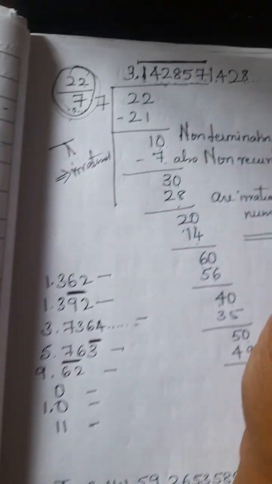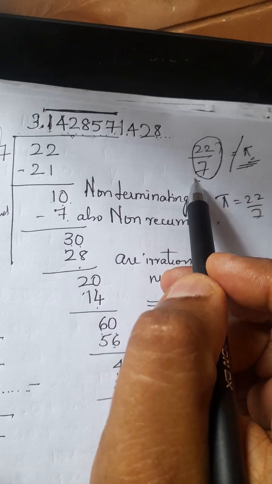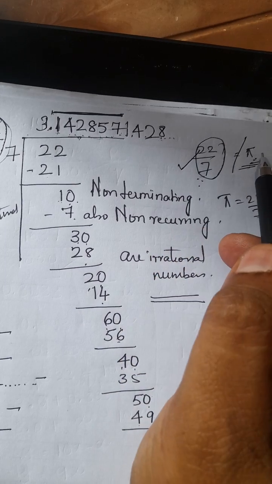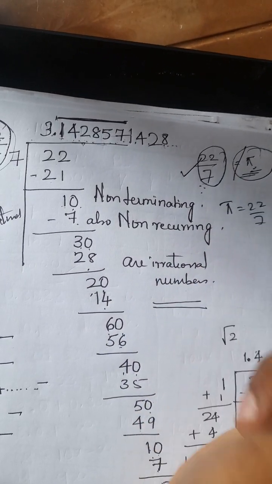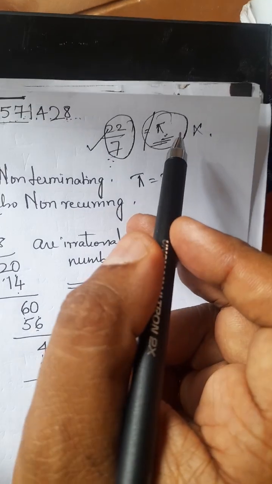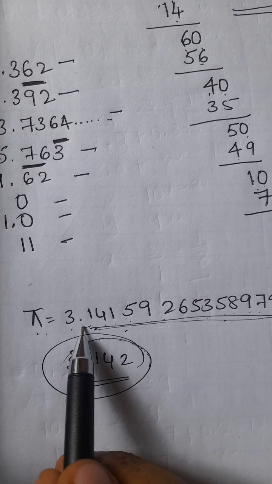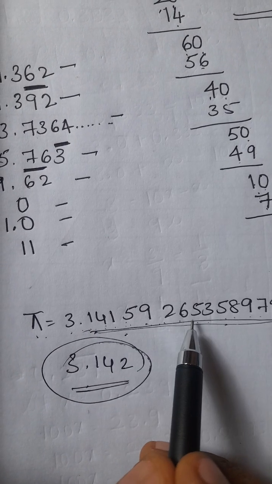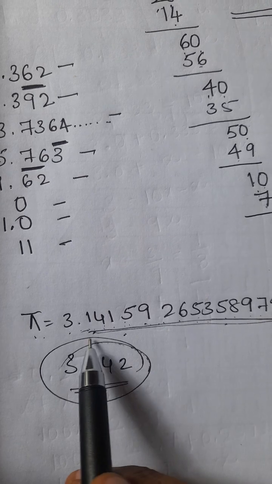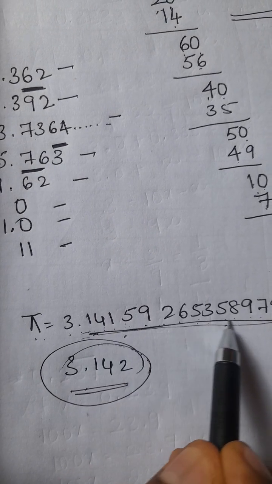So for the ease of calculation we use the value of pi as 22 by 7, but 22 by 7 is a rational number, and pi is not a rational number. The exact value of pi is 3.14159265 and so on, and it keeps going. So you find there is no repetition here.